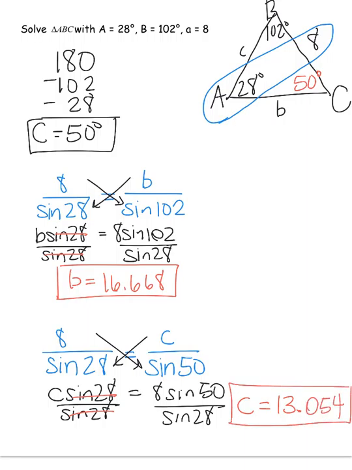Okay, you can check for a reasonable solution at the very end. The biggest angle, which is 102 degrees, pairs up with b, which is in fact at 16 the biggest side. And angle A is the smallest at 28 degrees, and 8 is the smallest side, so our answers are reasonable. Okay, so hopefully that helps you with understanding the law of sines.